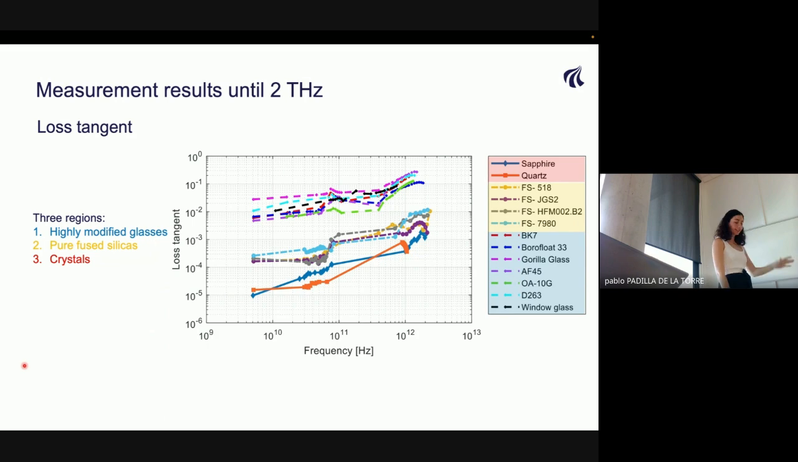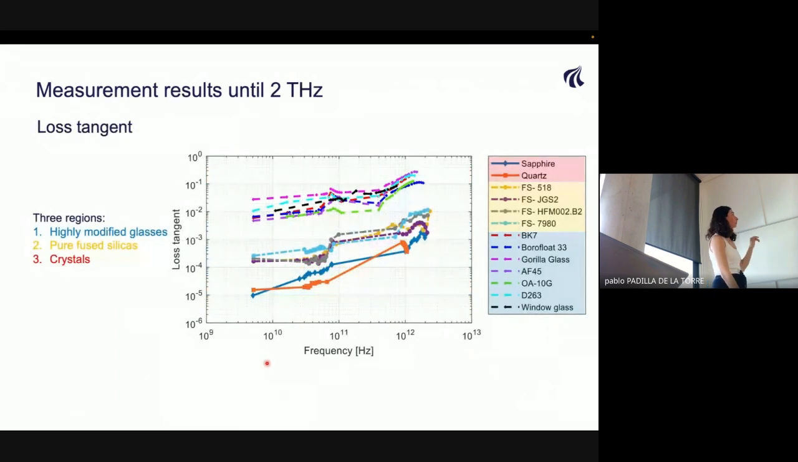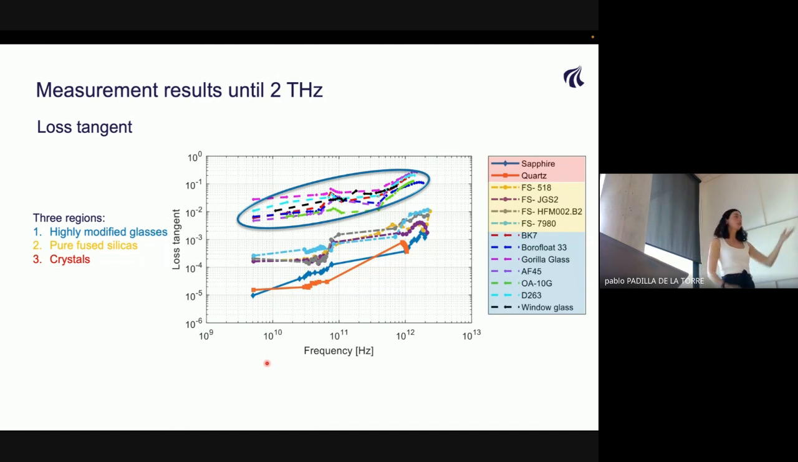So for the loss tangent, this was for the dielectric constant, and now I will go to the loss tangent. The glasses have the higher loss because they are the least pure of them. You can see it's around 10 to the minus 2 in the whole frequency band, and it increases an order of magnitude as we move to the terahertz.